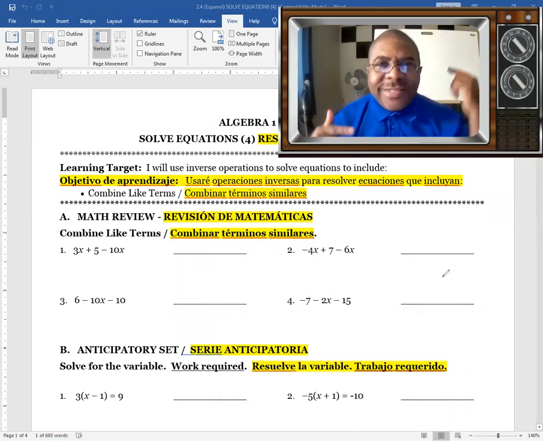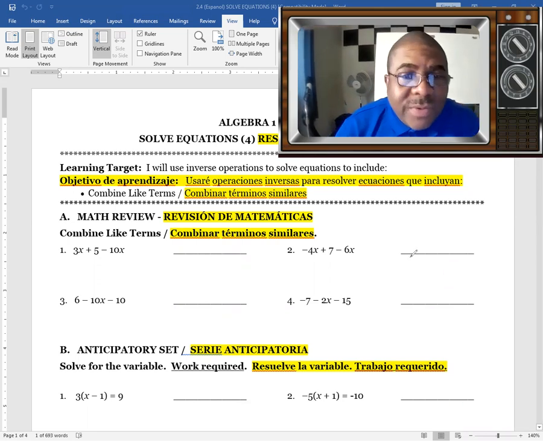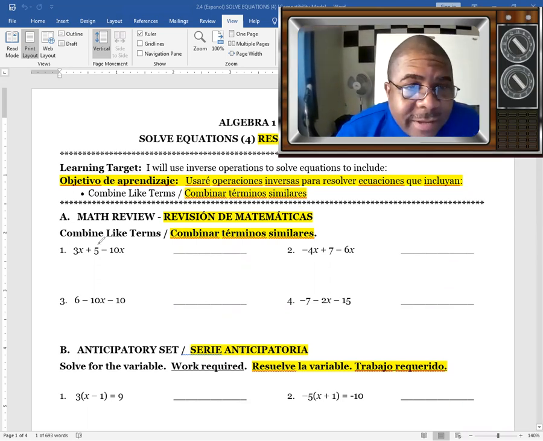2.4, let's solve these equations. Okay, if you notice, the directions say combine like terms.